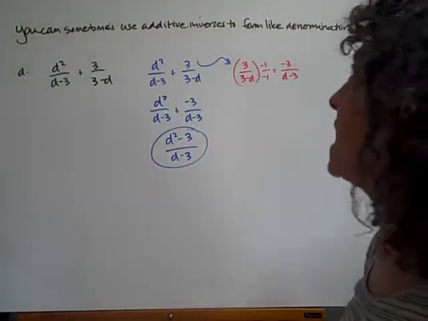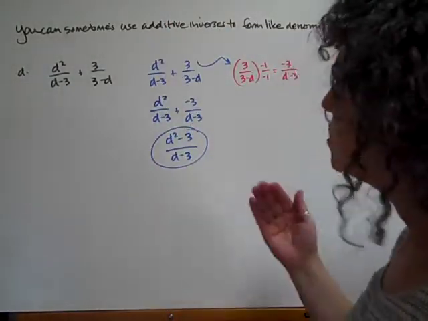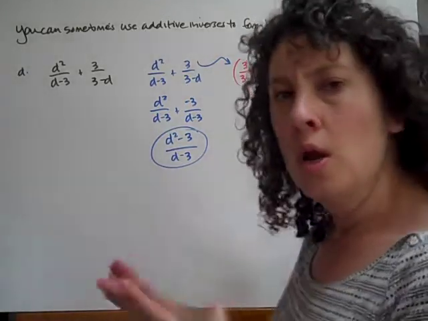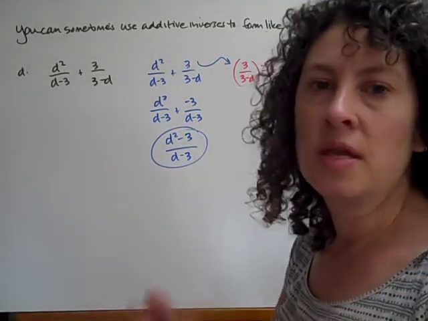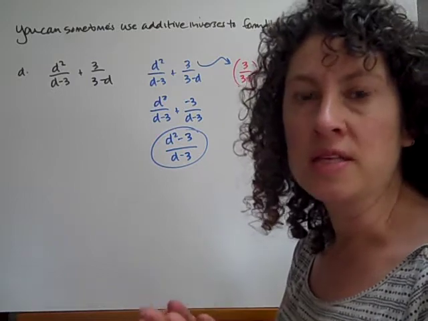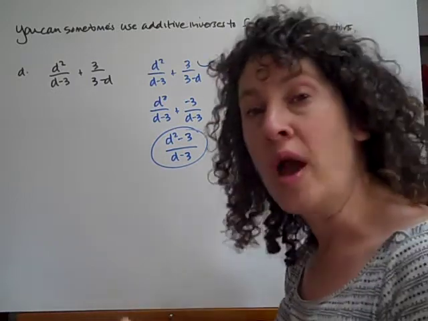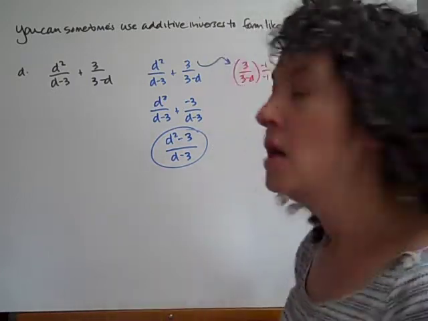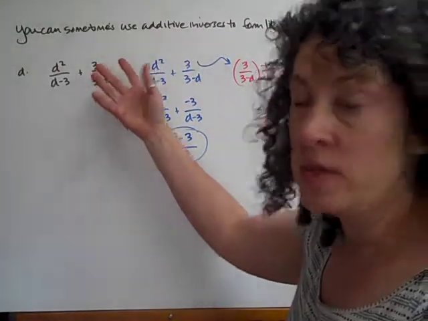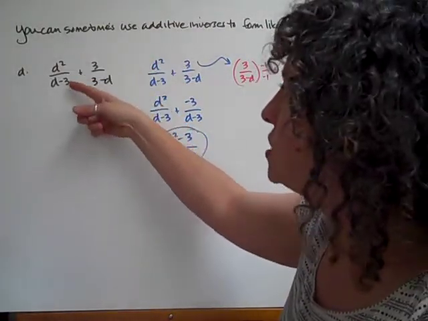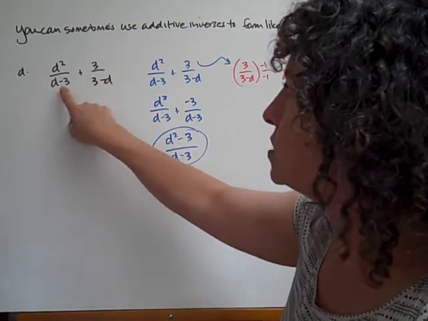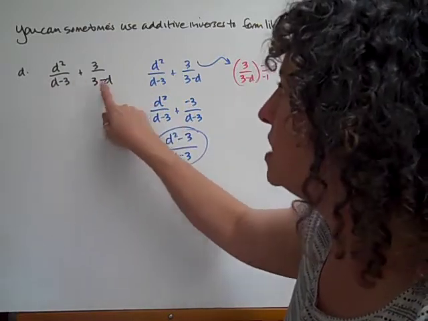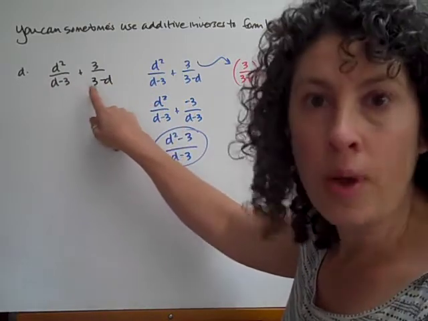You can sometimes use additive inverses to form like denominators. So we've looked at our additive inverses before. They're basically just opposites. One has a factor of negative 1 in there. So additive inverses, 5 and negative 5 are additive inverses. So let's see what that looks like. d squared over d minus 3 plus 3 over 3 minus d. So here are my additive inverses, positive d, negative 3, positive 3.